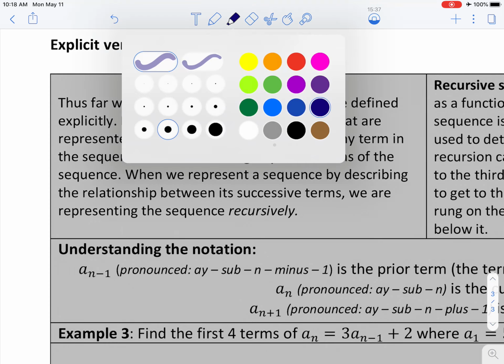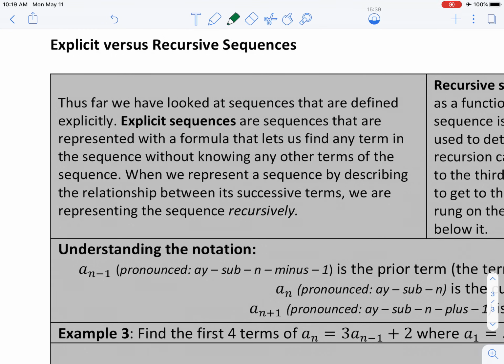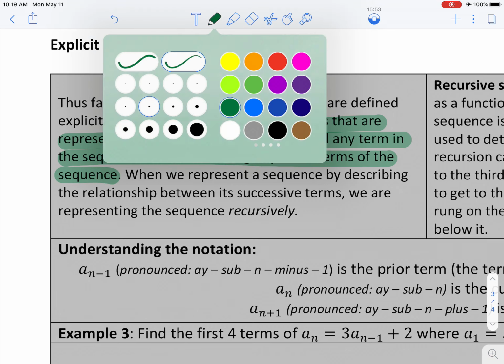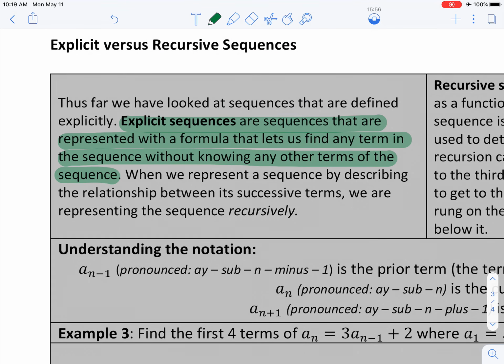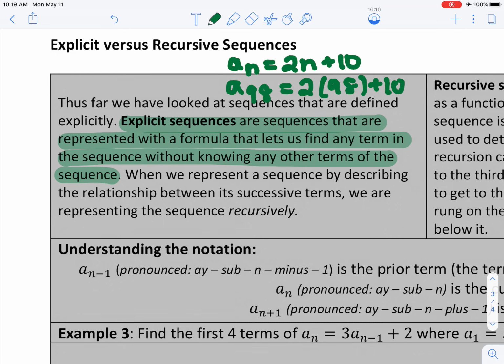So when you have such equations, they're equations of sequences that are represented with a formula that lets us find any term in the sequence without knowing any other term of the sequence. Basically what that means is I have a nice equation, something along the lines of a sub n equals 2n plus 10, and I can very easily calculate a sub 98, right? All I need to do is plug in 98 for n and do a little bit of simplification, and I have my 98th term of my sequence.